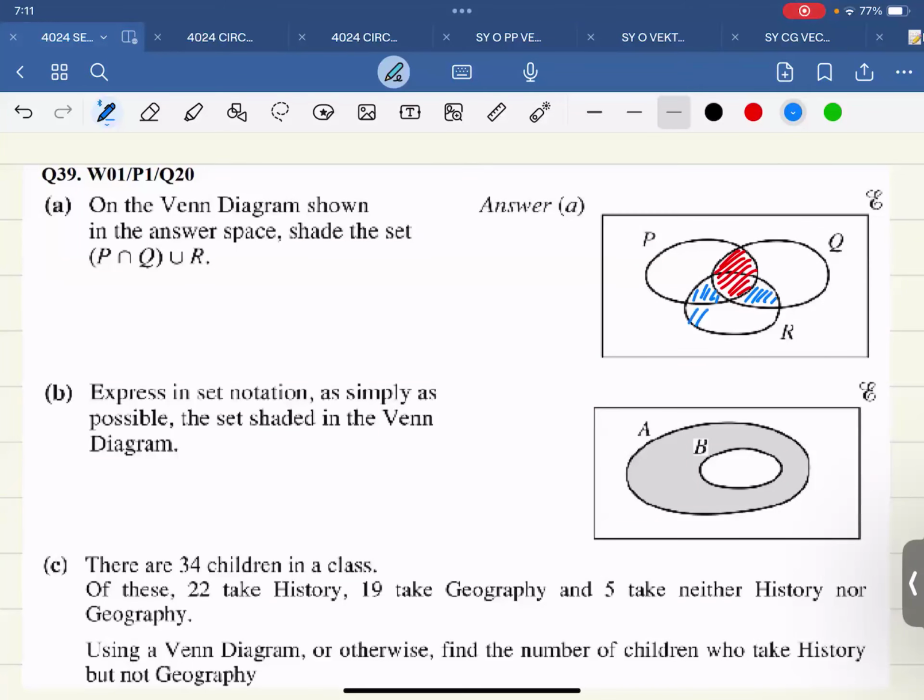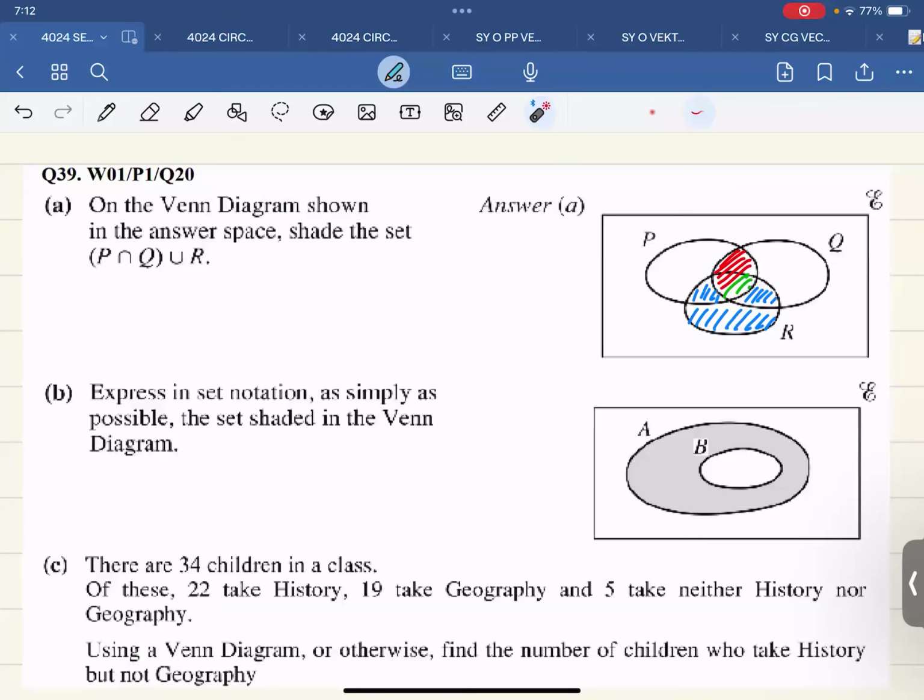So what do we get? We get everything over here. Why is it erasing itself? That's a good question. Let me write it like this. Okay, so now the answer is this plus this plus this. That is P intersection Q union R. So that is the answer for this particular part.